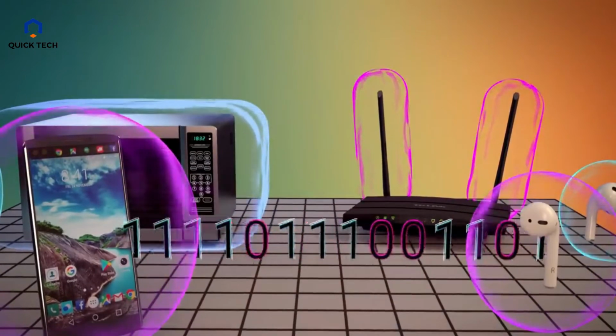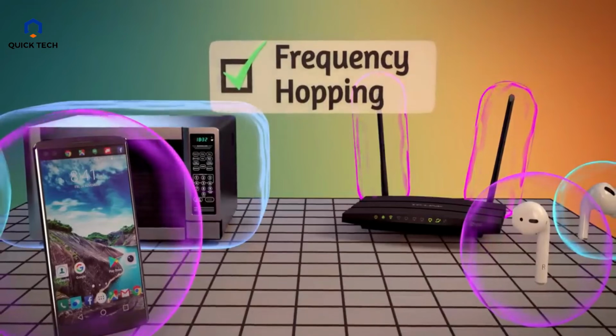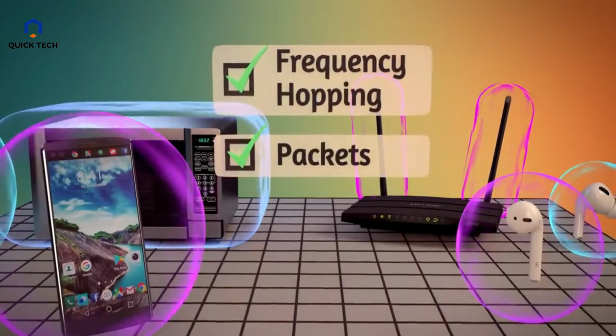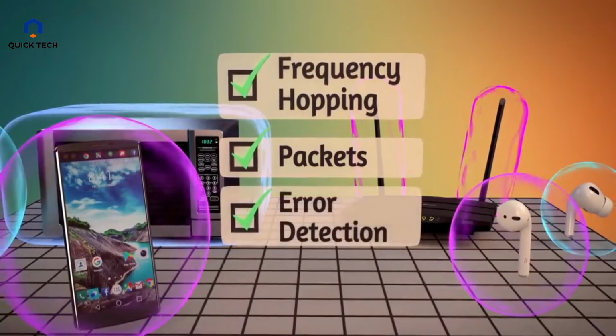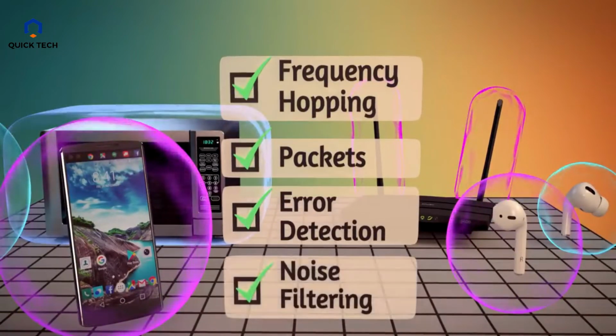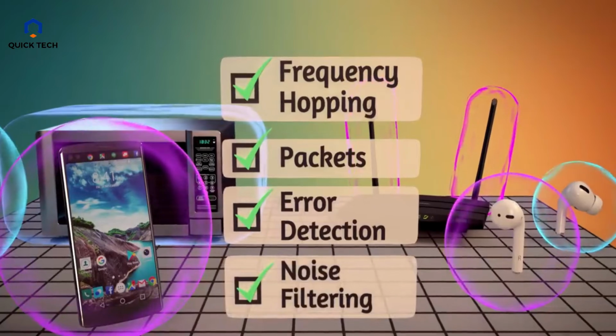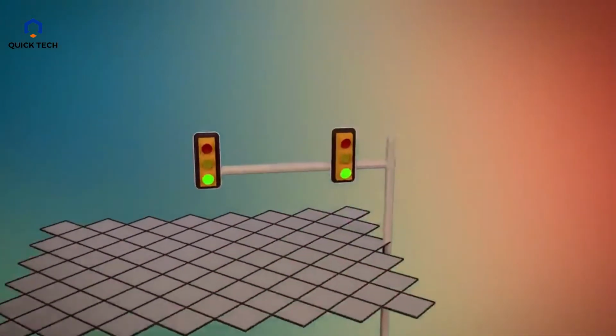Well, as mentioned earlier, your smartphone does this by frequency hopping and utilizing packets. In addition to that, Bluetooth also utilizes bits for detecting errors, and the circuitry in your smartphone filters out unwanted noise. For a non-technical understanding of this, let's go back to our traffic light analogy.